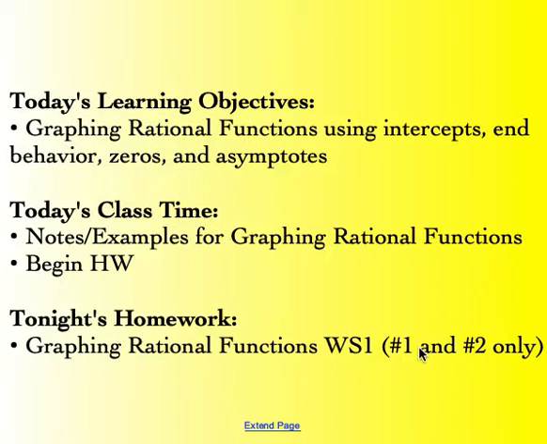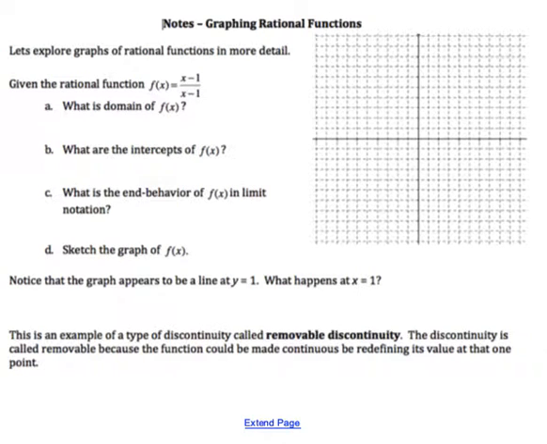So let's go ahead and take a look at this first example here. Hopefully the sub has passed this out to you. We're going to take a look again at graphing rational functions when there's a little bit more going on. Now, the interesting thing about this is, let's take a look at this rational function. We have f of x is equal to x minus 1 over x minus 1.